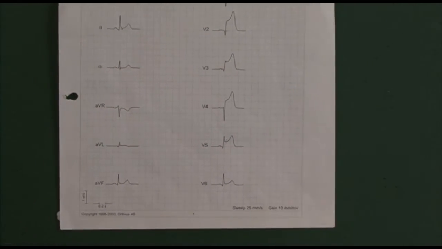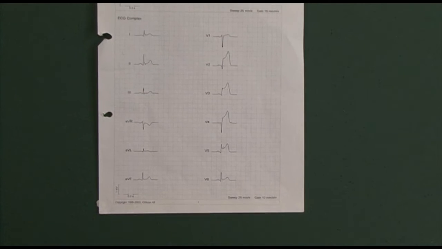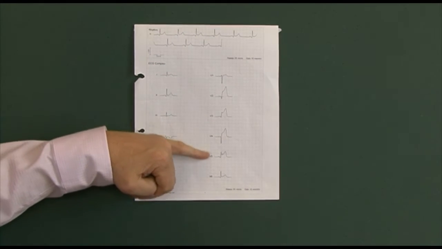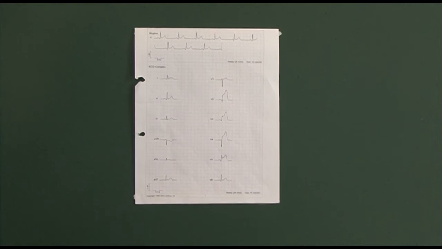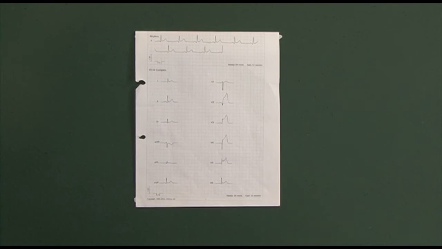It's a STEMI, and these are on the anterior leads. So this is an anterior ST elevation myocardial infarction.